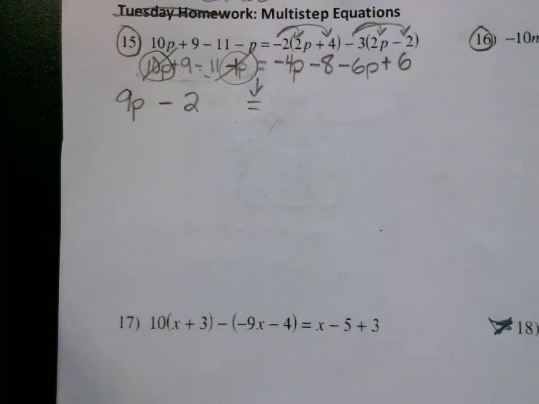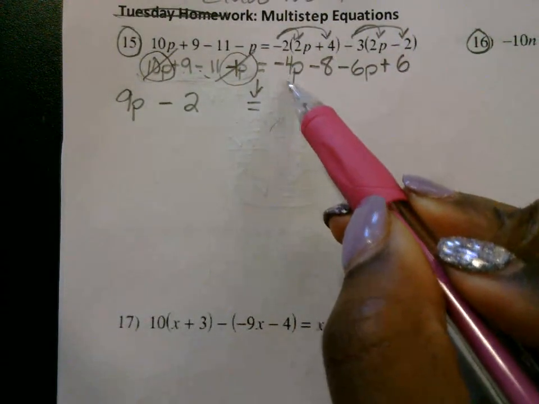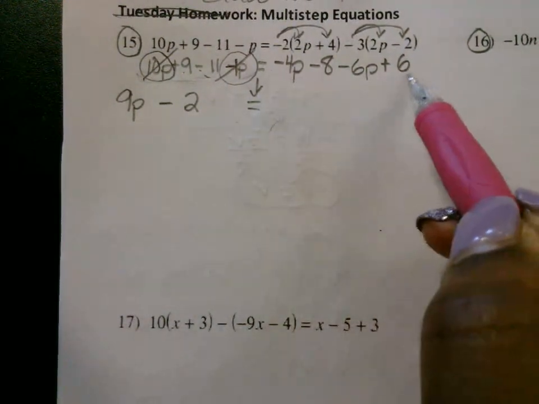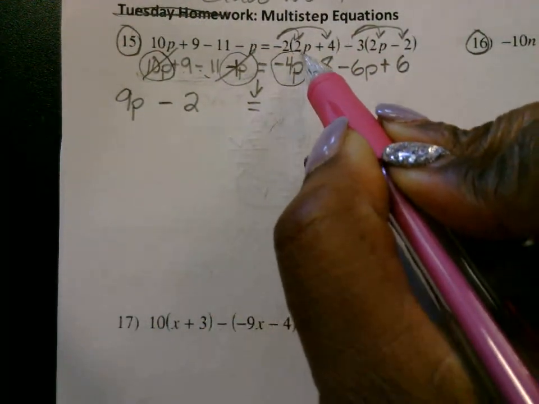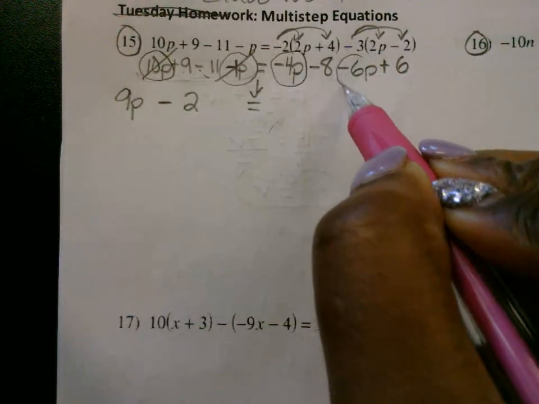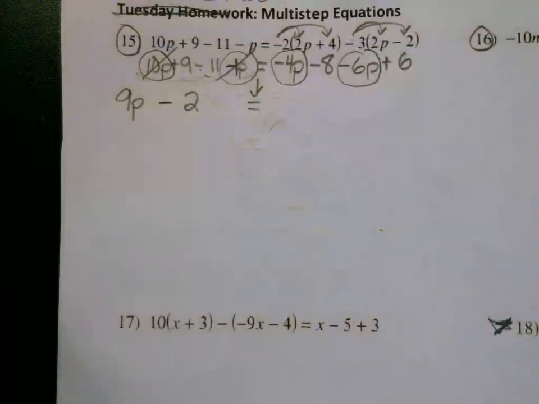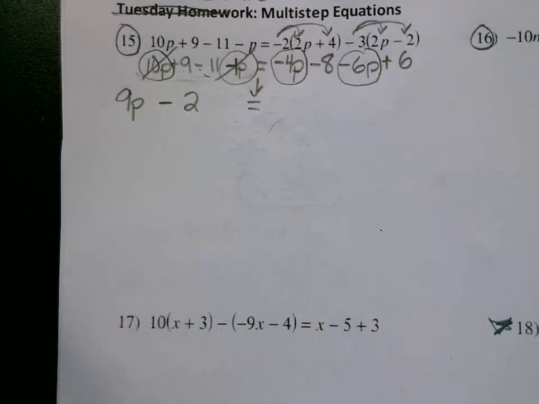Now we're going to do the same thing on the other side. We're going to combine the like terms. What terms are alike on this side of the equal sign? The -4p and the -6p. Very good. If you forgot how to do that, type it in your calculator. -4 minus 6. What is -4 minus 6? -10. -10.